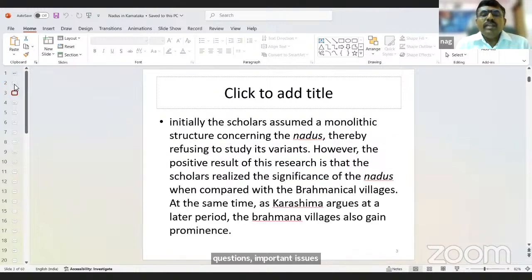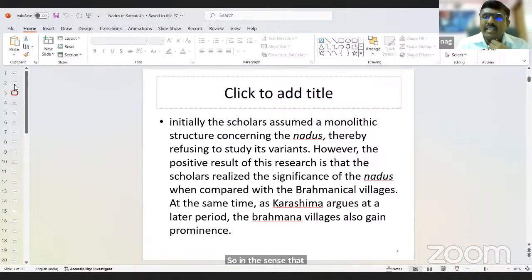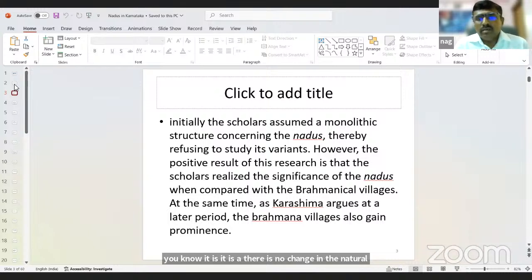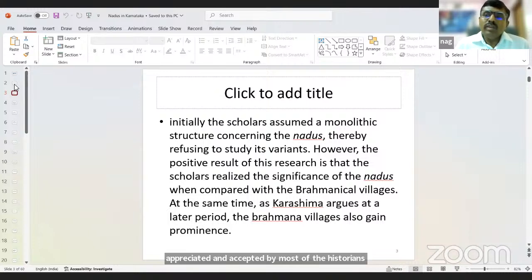Now, we find that scholars initially thought of Nadus as monolithic structures, in the sense that there was no change in the Nadus. The dynamism was not appreciated and accepted by most of the historians. So they did not consider the Nadus and their variants.